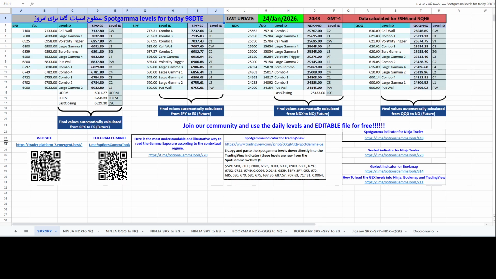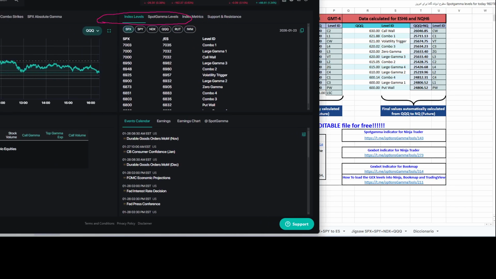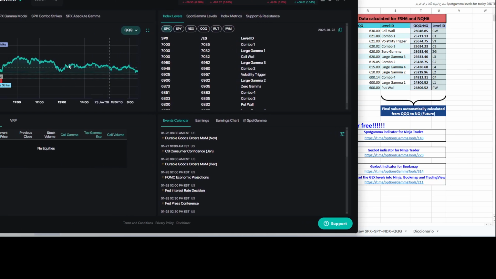All the information that is in this spreadsheet is about the spot gamma levels. All this information is extracted from the spot gamma software every morning. For example, here are the gamma levels that are extracted from spot gamma for the SPX, SPY, NDX, and QQQ.